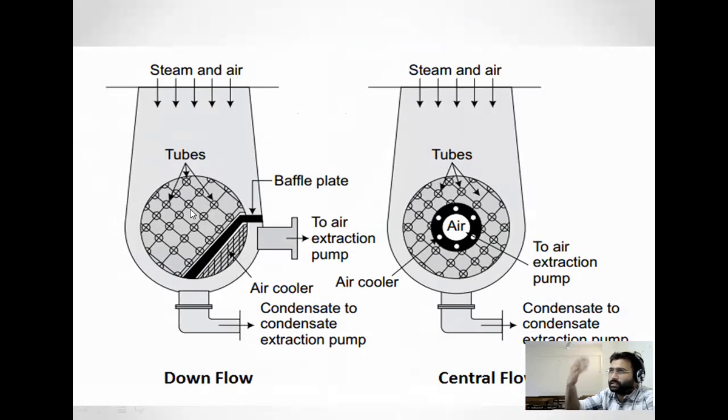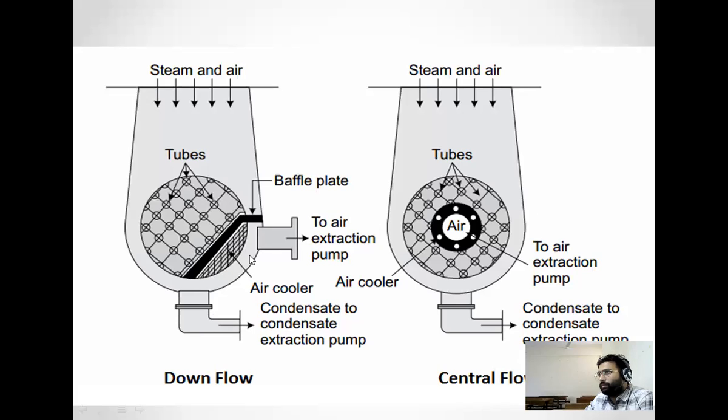So this is a cut section. Water will flow perpendicular to this direction. So water is flowing through these tubes. Steam and air are passed onto these tubes, and then an upward direction is given. First it moves in a downward direction and heat exchange takes place. Then an upward direction is given in this case. Here air is collected separately from this side, and condensed water is collected at the bottom from this side.